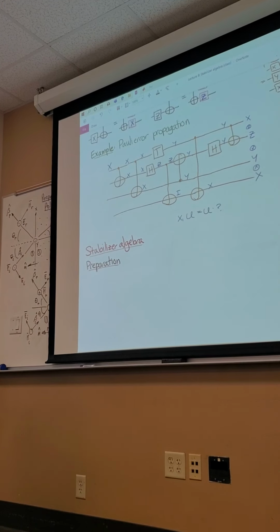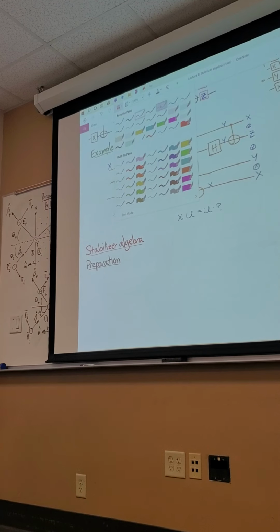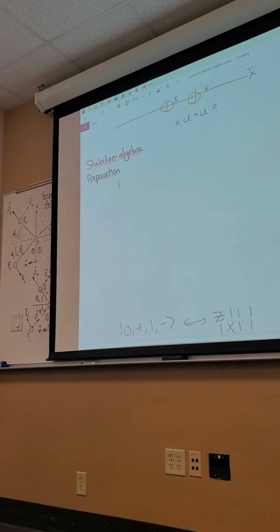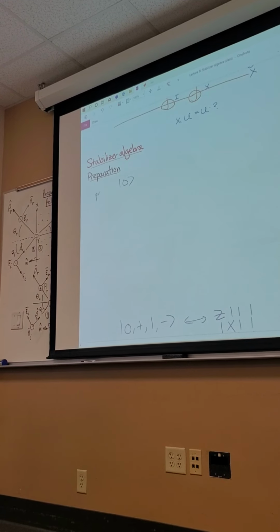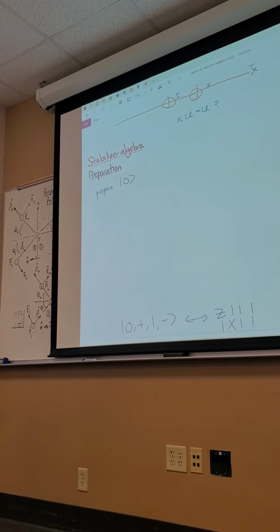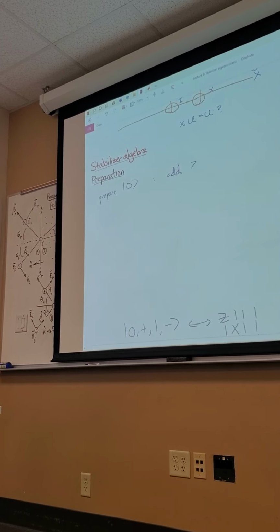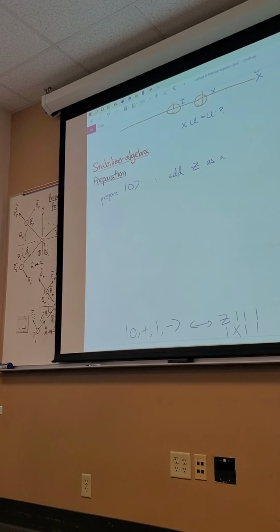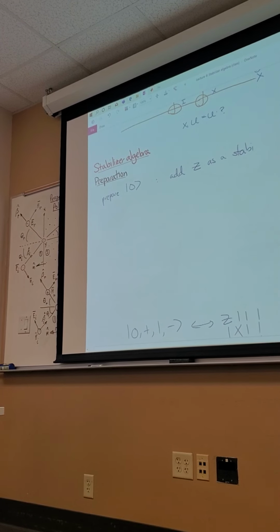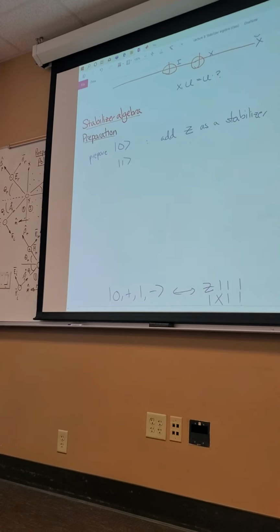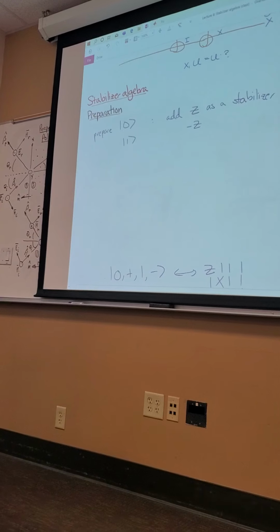That's called stabilized object. That's what we're allowed to do. Measurements, preparation, and unitaries. So for preparation, if you want to prepare 0, you just, Z becomes the stabilizer. Because that's what ket 0 is. Okay. If you want to prepare ket 1, well then minus Z is your stabilizer.